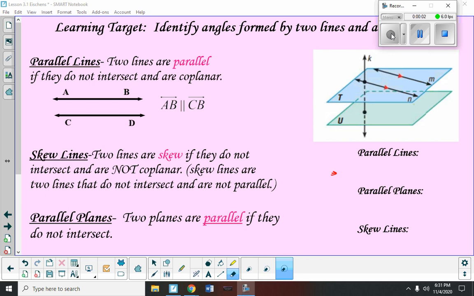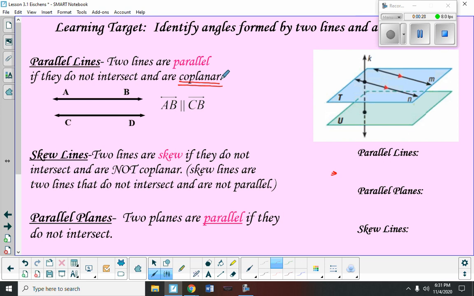Hi, this is lesson 3.1, and the learning target is to identify angles formed by two lines and a transversal. Now, before we do that, we have a few vocabulary terms we want to talk about. First of all, parallel lines. Two lines are parallel if they do not intersect and are coplanar. Now, it's interesting that the word coplanar is there. Remember from chapter 1, it means that the lines are on the same plane.